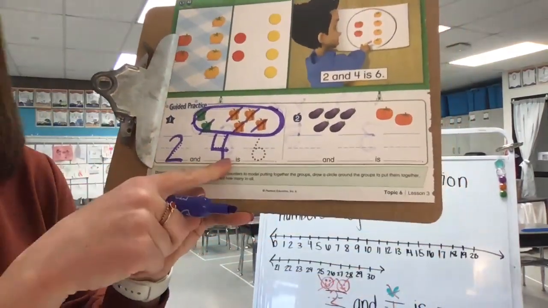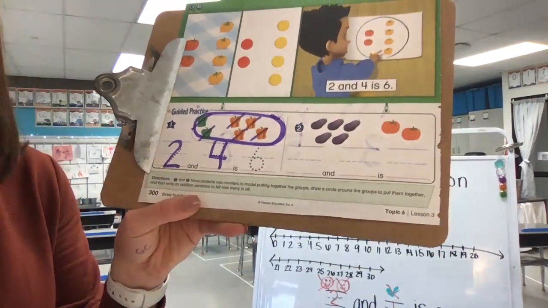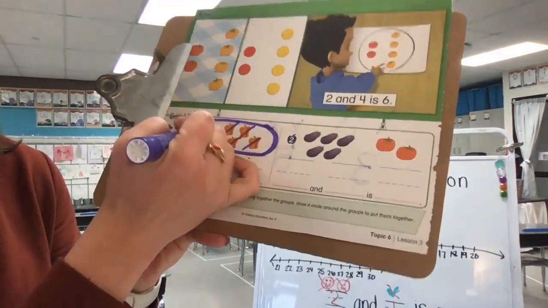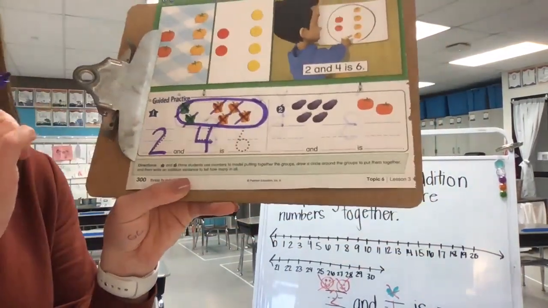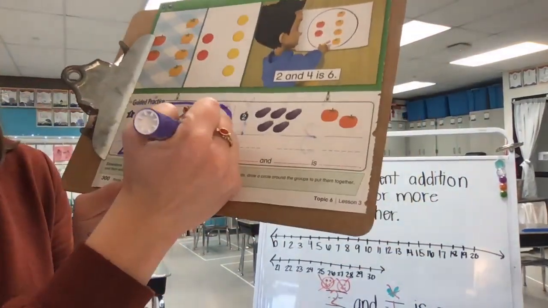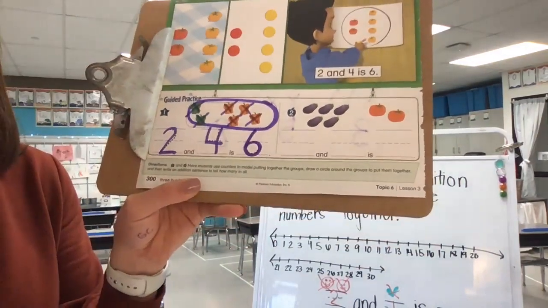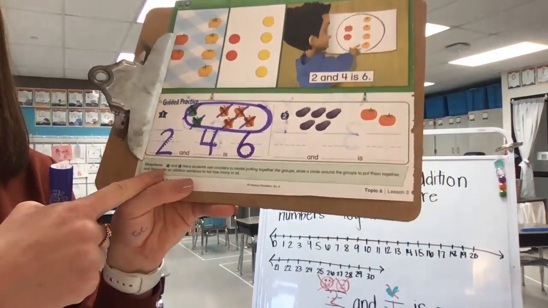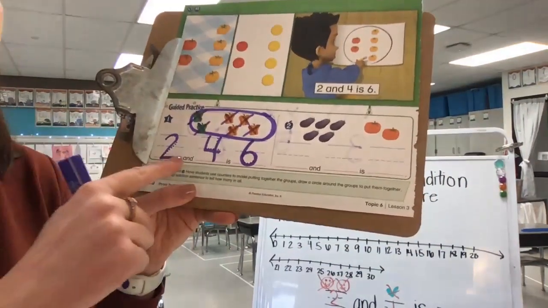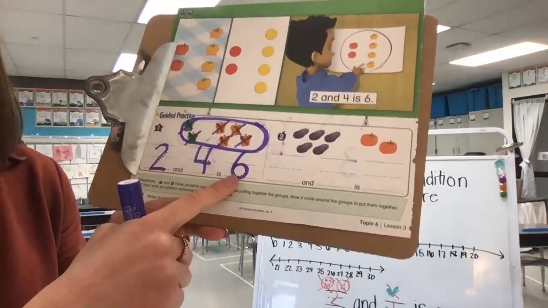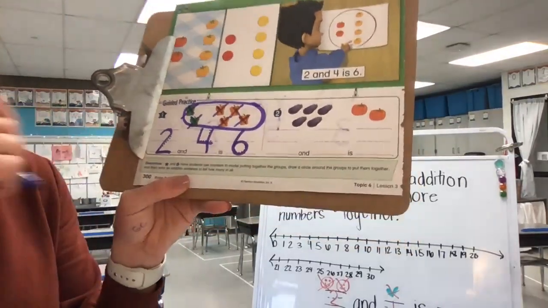So when I have 2 and 4, let's count how many there are all together. I'm going to mark them out the other way. 1, 2, 3, 4, 5, 6. So how many peppers are there all together? 6. So let's trace our 6. And now let's read our sentence together. 2 and 4 is 6. Or I can say 2 add 4 equals 6. But that's what we're working up to.